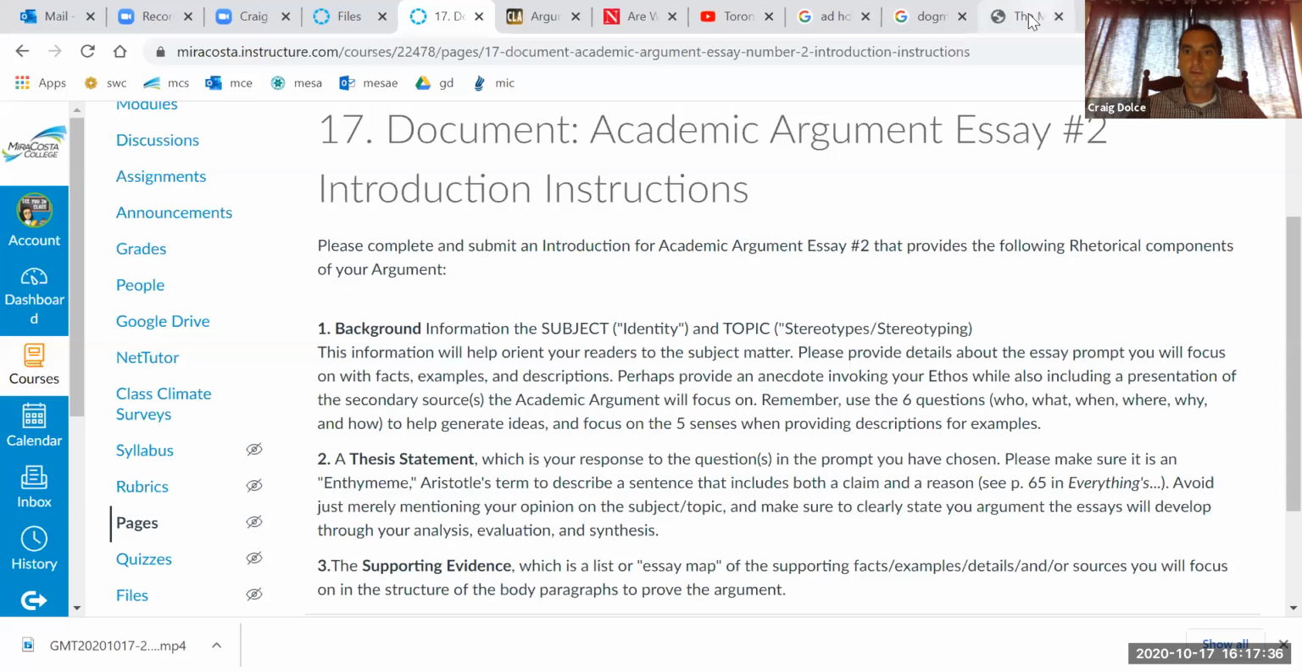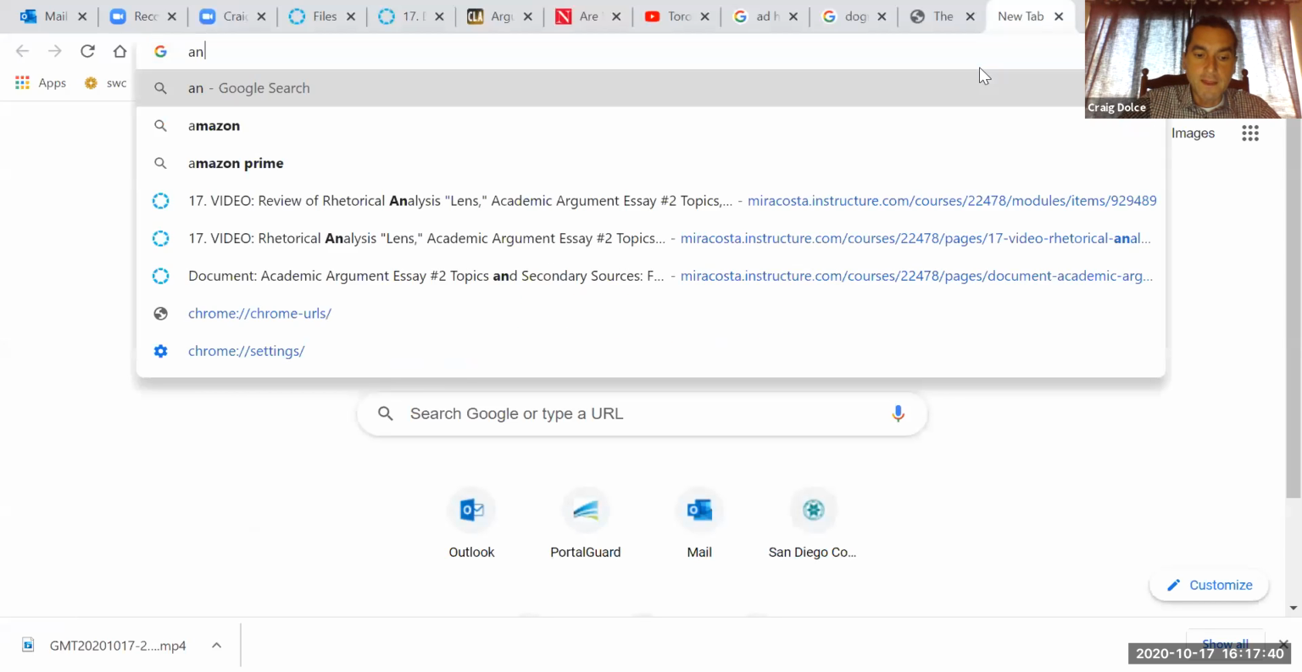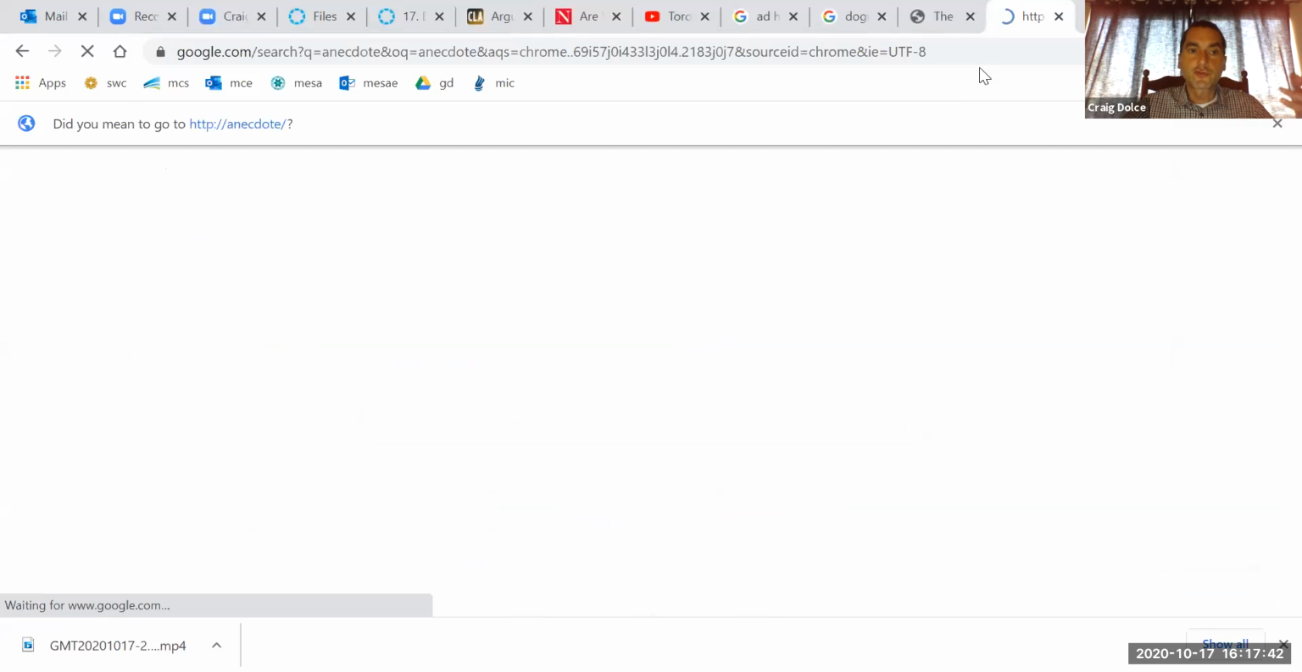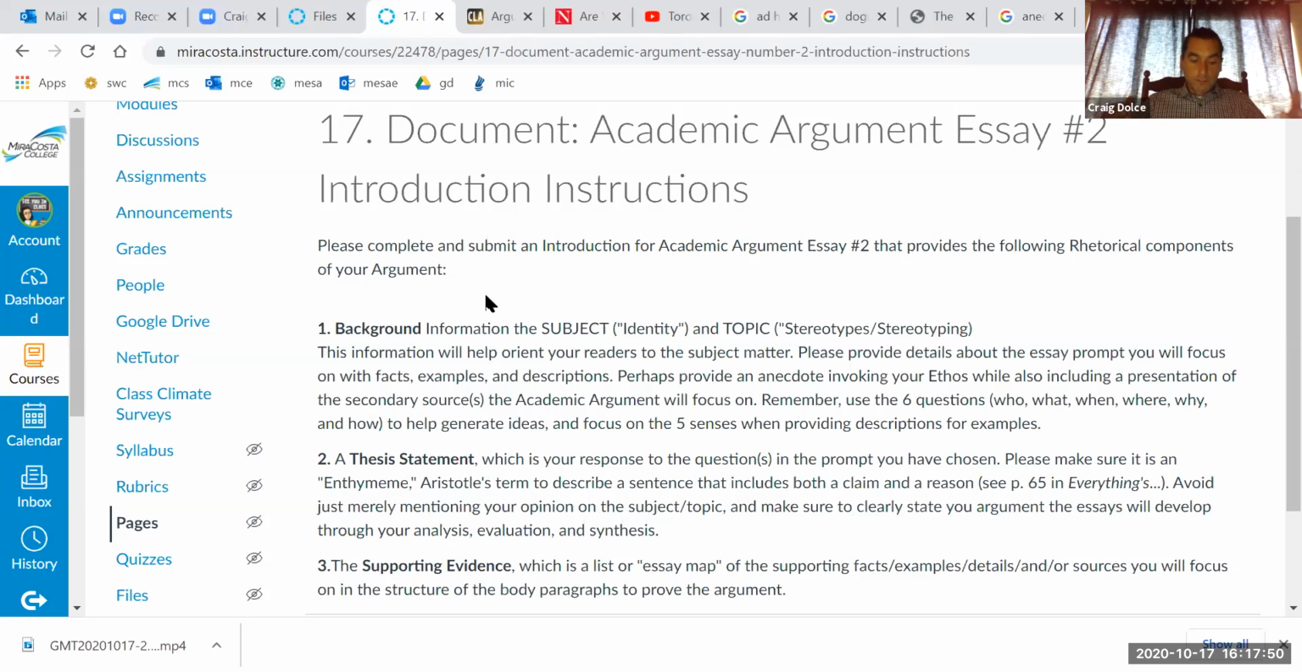Another suggestion from Rules of Thumb: tell a brief story, otherwise known as an anecdote, in which you invoke your own ethos or the ethos of someone else, right? Anecdote is a true story, a shorter, amusing, or interesting story about a real incident or person, something that either happened to you or something that you read about or observed. You might start with a news lead or a quote from one of your sources, is another suggestion from Rules of Thumb. You might start general to specific.